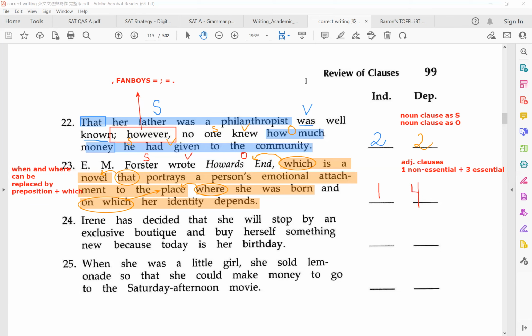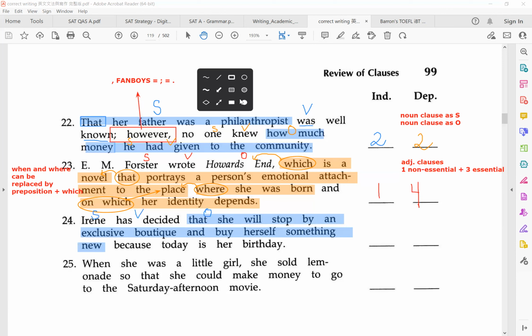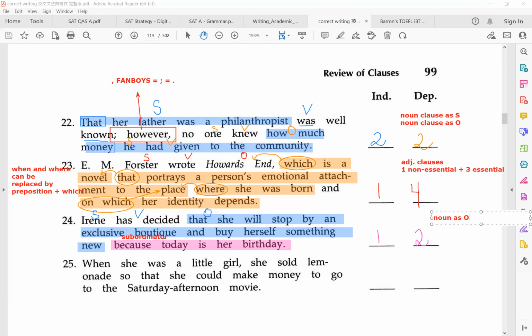So number 4, I see my dependent clause, right? Irene has decided that she will stop by an exclusive boutique and buy herself something new. So Irene is the subject, has decided something. So this is our noun clause. And then I see a relative pronoun. Sorry, not relative pronoun. I see a subordinator. I'm going to type subordinator. Because, right? So because today is her birthday. So I have one independent clause and 2 dependent clauses. So the dependent clauses would be noun as object and adverbial.